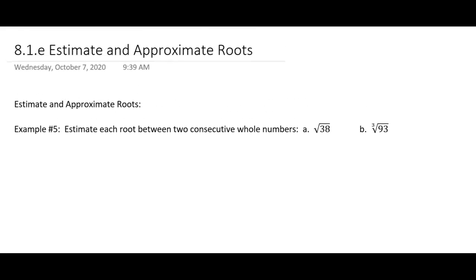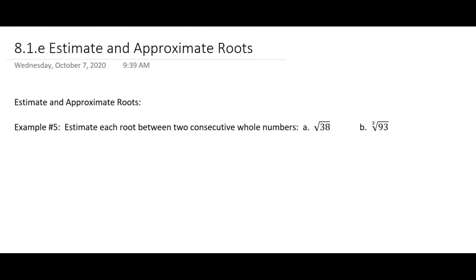Okay, so now we're going to estimate and approximate roots, because you might be wondering, well, what happens if it's not a perfect square or a perfect cube or something like that? So when we estimate, we're going to be finding a range. It's between 5 and 6 or something like that. When we approximate, we're going to use a calculator for that. All right, and we'll show you both.